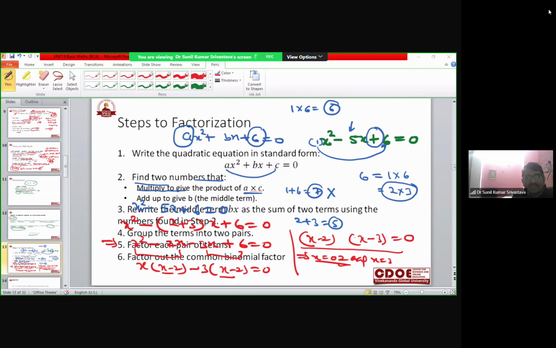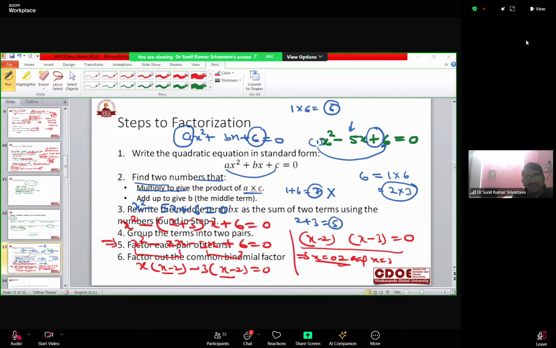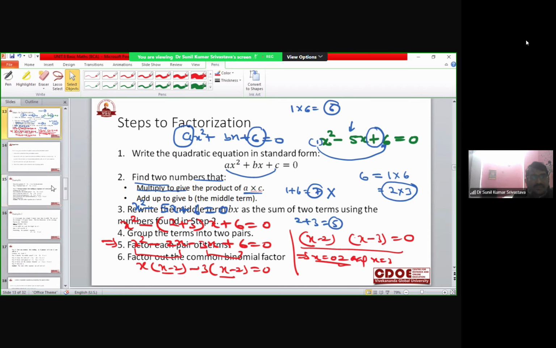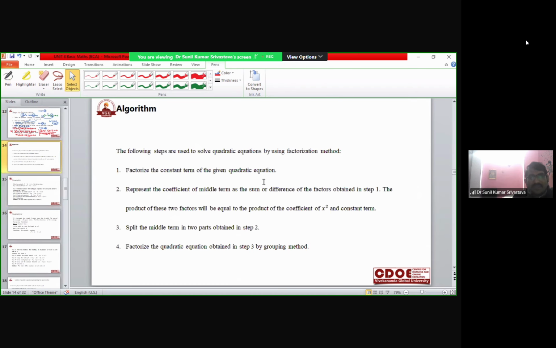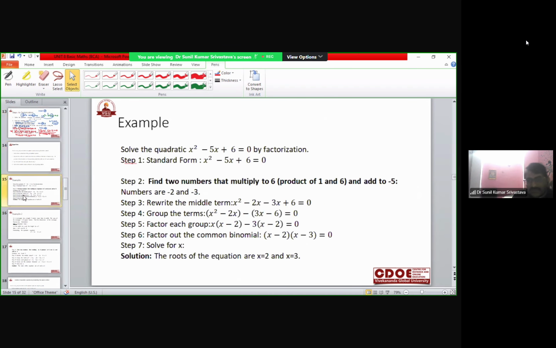I hope you understand the meaning and how to find the roots of quadratic equations. Next we move on. I am giving you some examples, and you have to make the factors of them.